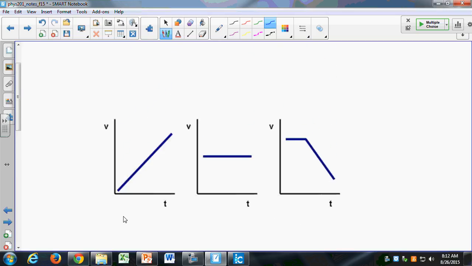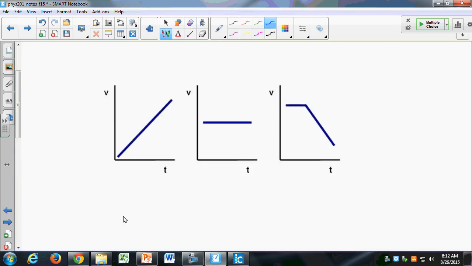Okay, and then we have the v versus t graphs. These are velocity versus time graphs. We're also going to have to interpret some of these. Maybe we'll look at an old exam question. Tell me about this velocity. Is it increasing or decreasing or staying the same? Increasing, right. Is it positive or negative? It's positive.